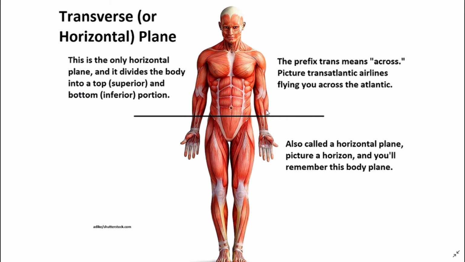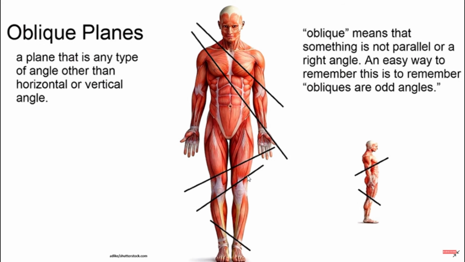This is the view of the transverse or horizontal plane. This is the only horizontal plane, and it divides the body into a top and bottom portion. This is the superior portion and this is the inferior portion. The prefix trans means across, also called a horizontal plane.